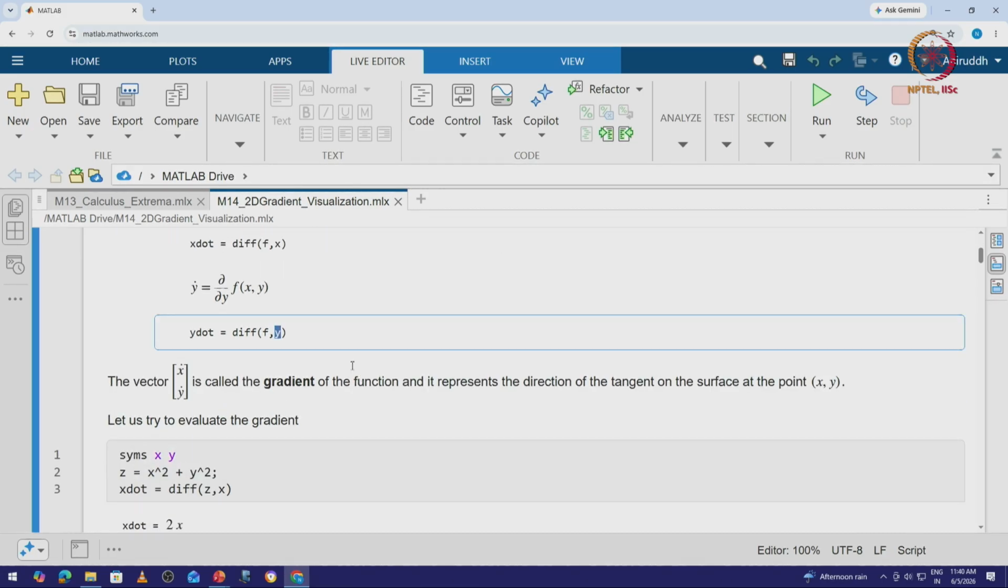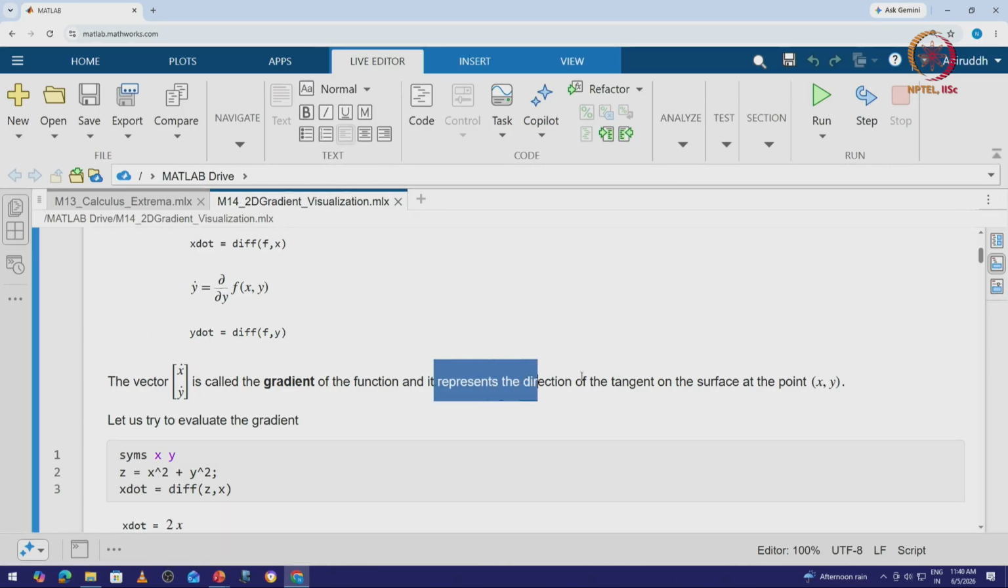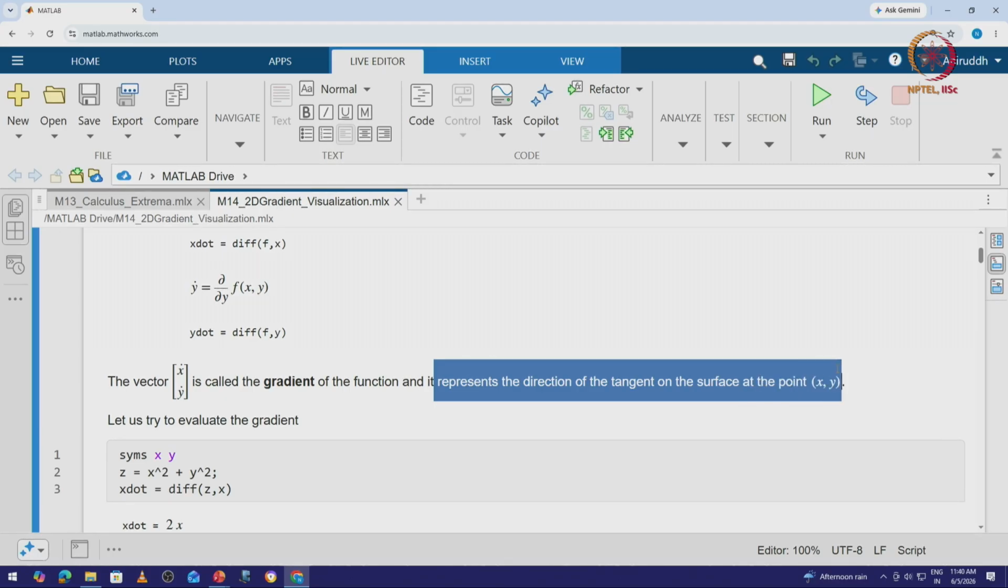Y dot is dou f of xy divided by dou y, which is essentially taking the derivative with respect to y, right. Now the vector, which is x dot y dot, is called the gradient of the function and it represents the direction of the tangent of the surface at the point xy. Again, to reiterate, this is an important point that we will use while we are using the gradient descent algorithm, that the direction of the tangent is important and which is the reference point for our learning algorithm.